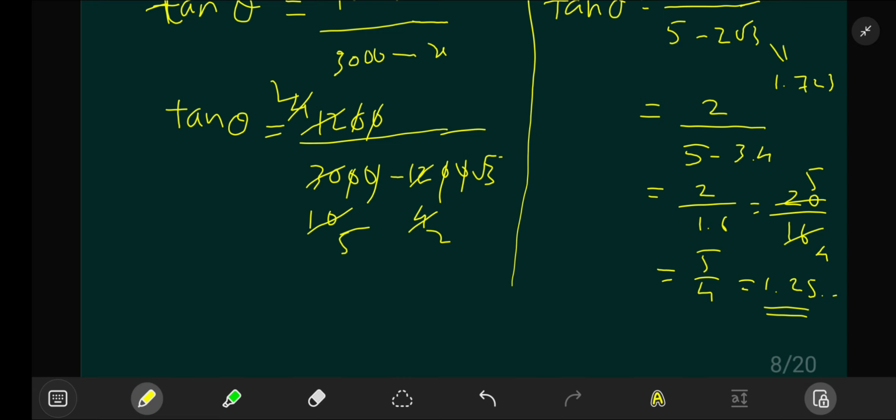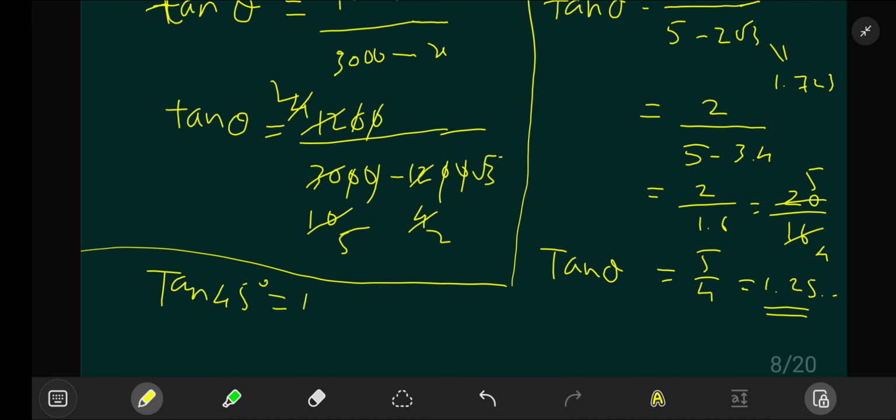Okay, 1.25 will come. So tan theta is equal to 1.25. We know tan 45 degrees is equal to 1. So this value 1.25 is greater than 1, meaning theta is greater than 45 degrees, and tan 60 degrees is equal to root 3.